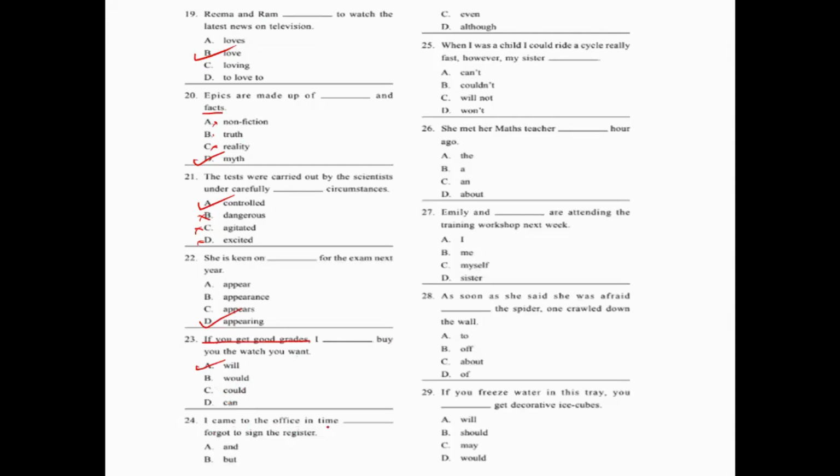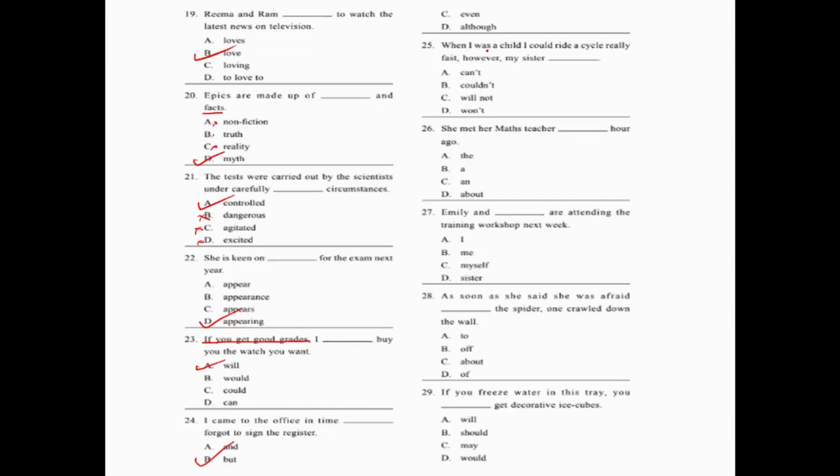I came to the office in time, dash forgot to sign the register. So it is something like two contrast things are happening. I came to the office, something positive is happening, and forgot to sign the register means something negative has happened. So it should be but. I came to the office in time but forgot to sign the register. So but is our correct conjunction.